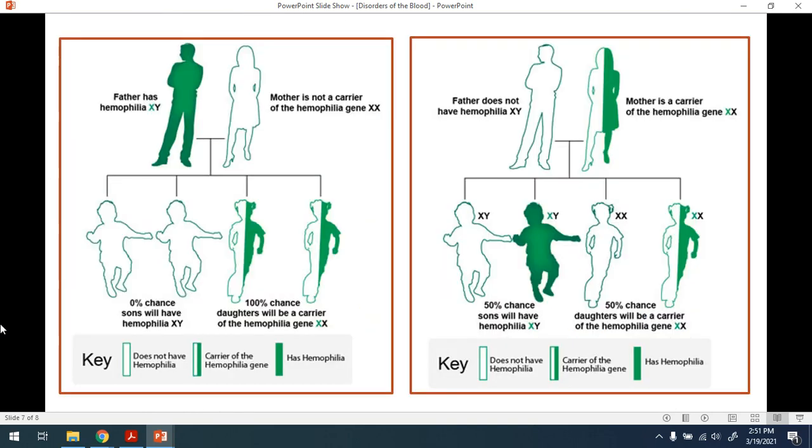On this image, we can see if the father has hemophilia and the mother is not a carrier of the hemophilia gene, there is a 100% chance that their daughters will be carriers of the hemophilia gene, specifically daughters because it is carried on the X chromosome. If the mother is a carrier of the hemophilia gene and the father does not have hemophilia, there's a 50% chance that they would have a son who does have hemophilia and a 50% chance they would have a daughter who carries the hemophilia gene.